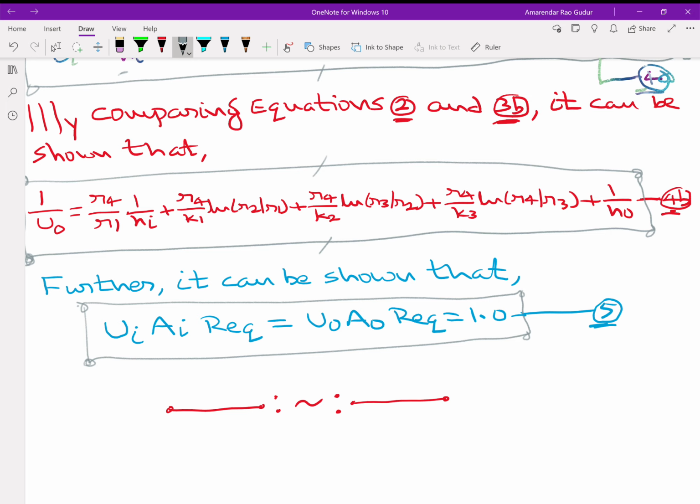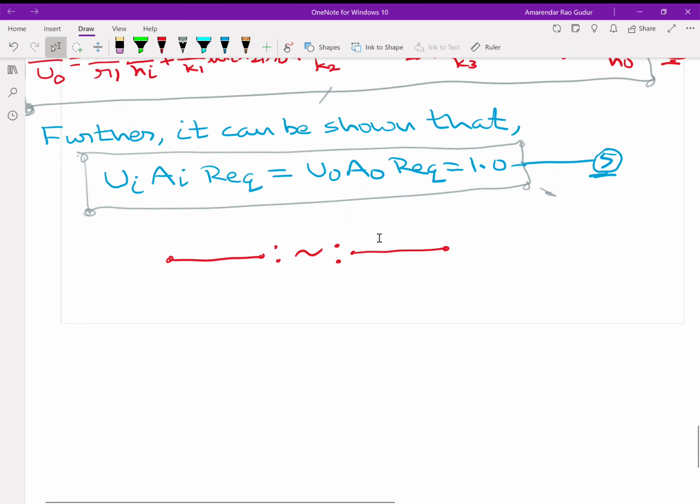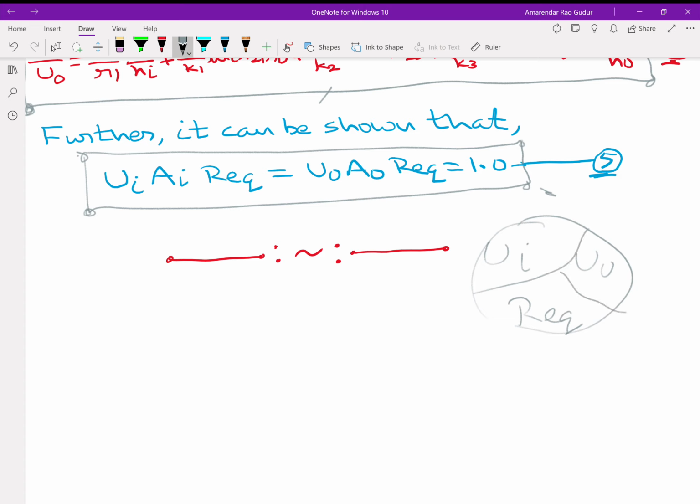And further, one can have a simultaneous look at equations 2, 3a and 3b to get a relation among Ui, U naught and R equivalent, which means that all these three derived parameters Ui, U naught and R equivalent go together. If you have one of them, it's as good as you have the remaining two. So you can always calculate Ui by doing all the efforts, then it's as good as you have U naught and R equivalent, or you can find R equivalent to obtain Ui and U naught. And once we obtain Ui and U naught, you can always go ahead with the calculation of heat transfer rate.